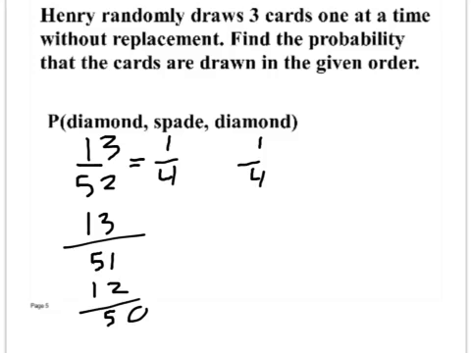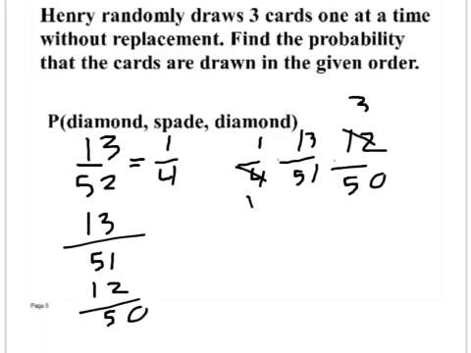So 1/4 times 13 over 51 times 12 over 50. If you want to do some reducing, you can. Then you take 13 times 3. Well, you actually do all that work and then reduce. It works out to 13 over 850, which, when you do the division, 13 divided by 850, you get a 1.5% chance.